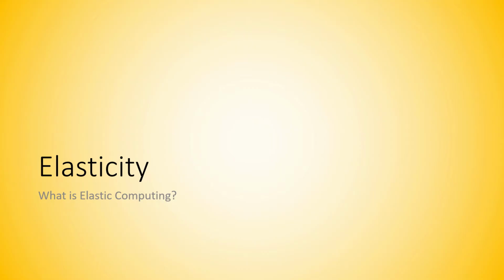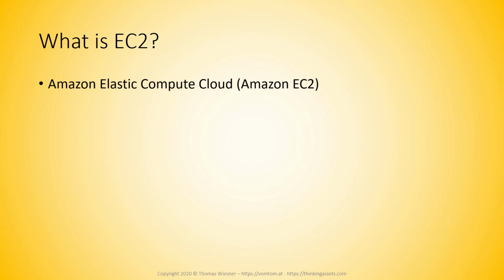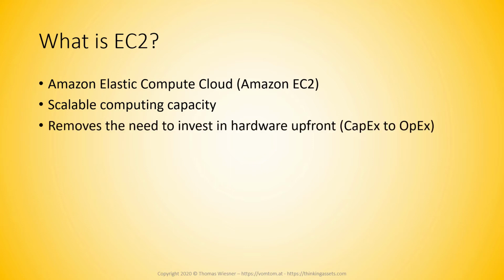All right, I think now it's time to talk a little bit more about elasticity and what exactly elastic computing is. So what is EC2? EC2 is Amazon Elastic Compute Cloud. It is scalable computing capacity, and it essentially removes anything you need to invest upfront and shifts your capital expenditure to operating expenditure. And it gives you the chance to develop and deploy applications faster.